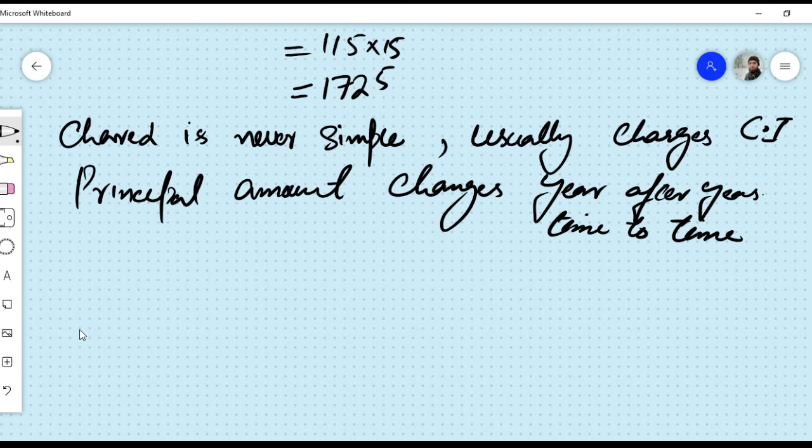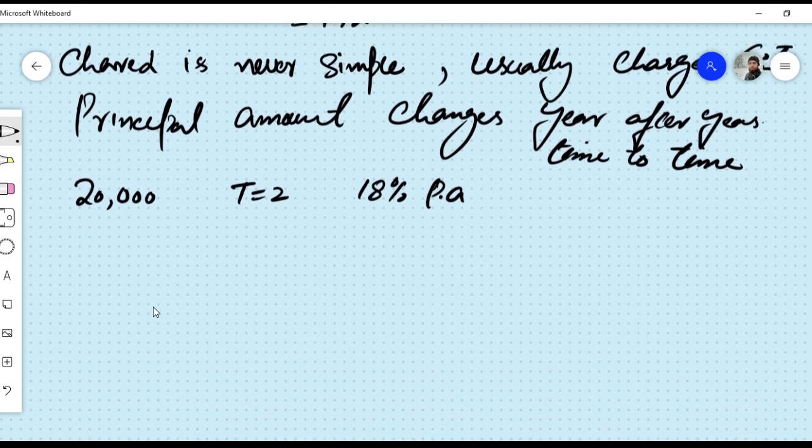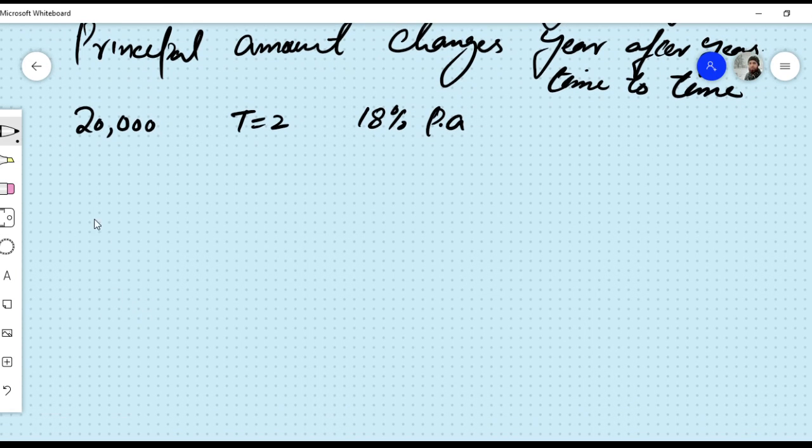Let us look at the second example. Suppose we have to calculate the compound interest over rupees 20,000 for a period of 2 years at a rate of 18% per annum. Simply, the interest for the 1 year will be rupees 20,000 into 18 divided by 100.